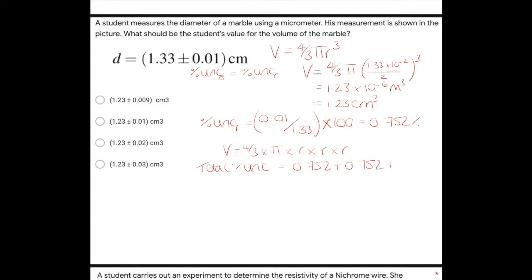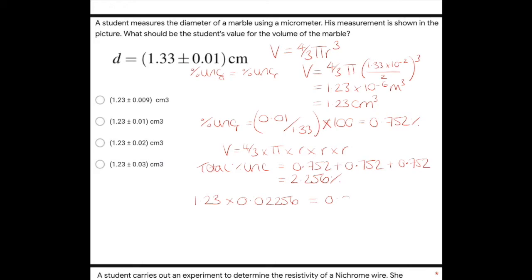0.752 plus 0.752 plus 0.752. I know I could write multiplied by 3, but I don't want you to get confused by multiplying uncertainties, because you shouldn't. You should always add them, which is why I'm writing it out this long-winded way rather than simply saying 3 lots of 0.752. So that then gives us a total percentage uncertainty of 2.256%.